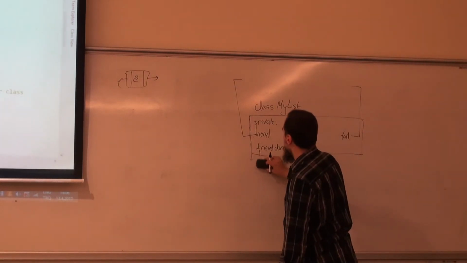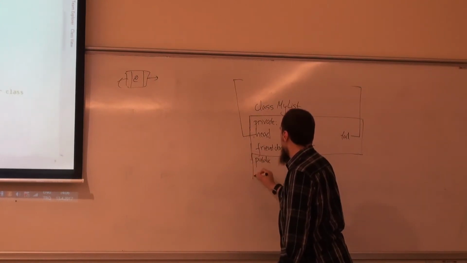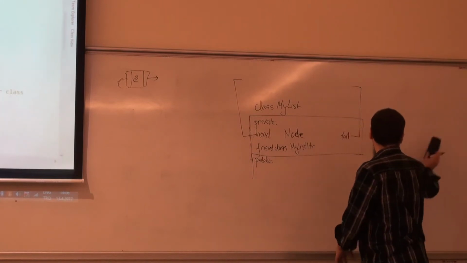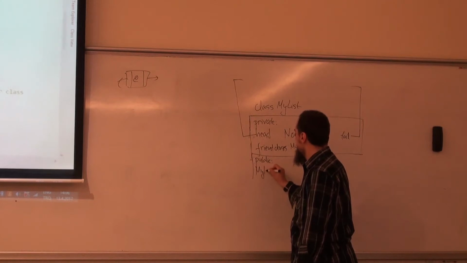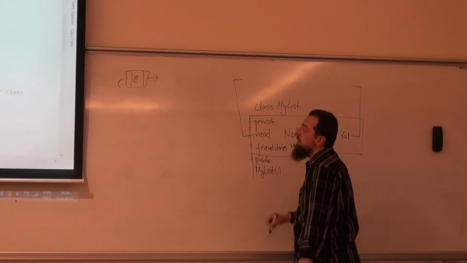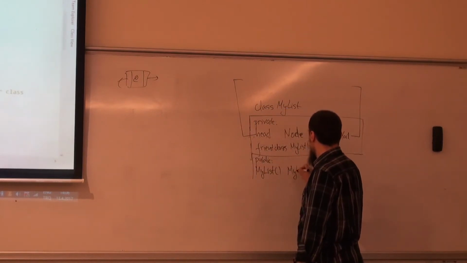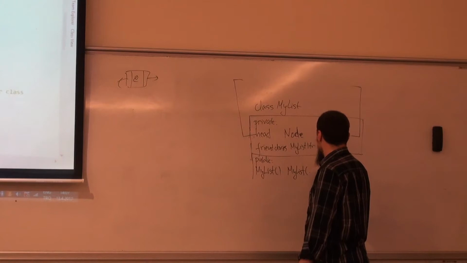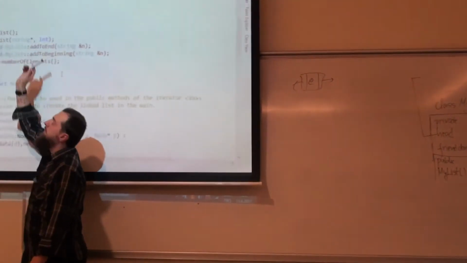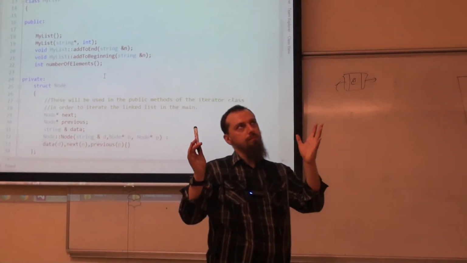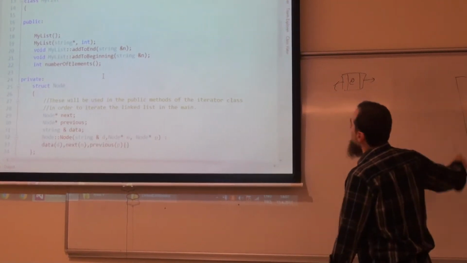Let's see, what do we have there? Public, well, we have the constructor myList. What else? We have another constructor myList with some parameters there. But remember, we take here a pointer to a string, which is an array. And this array will be used to fill the linked list.